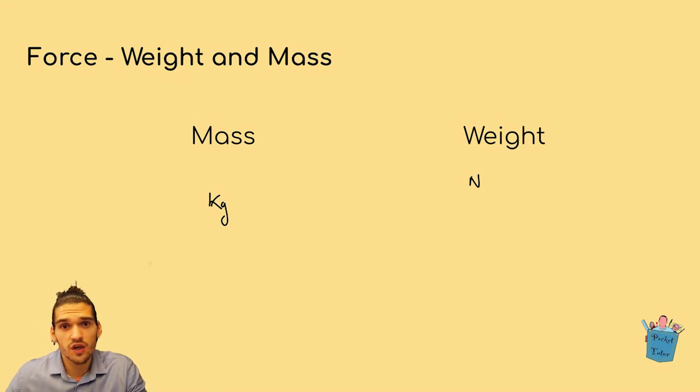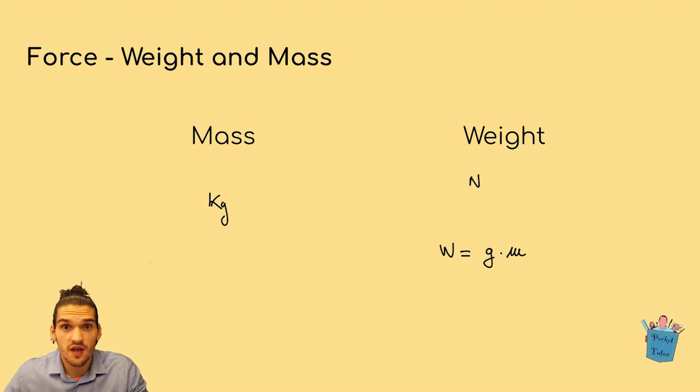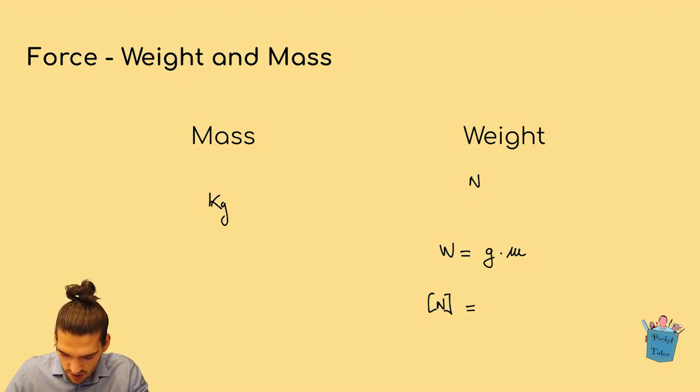But how can we go from mass to weight? Well, there is a very simple equation. It is this one. So the weight of a body given its mass on Earth is given by W = g × m, where g is the Earth gravitational acceleration. Now the unit of measurement of the weight, as we've seen, is the Newton. The unit of measurement of g is meter over second to the second power (m/s²). And the unit of measurement of mass is kilograms.